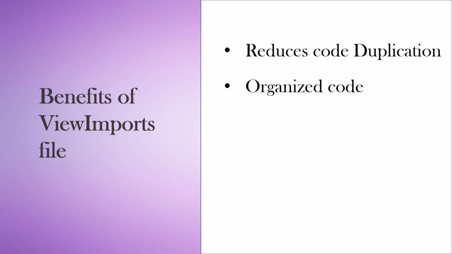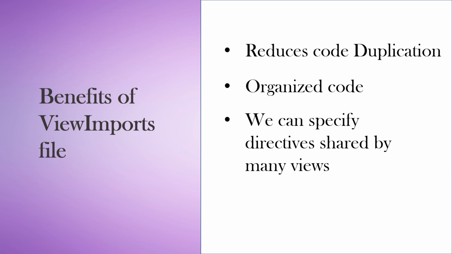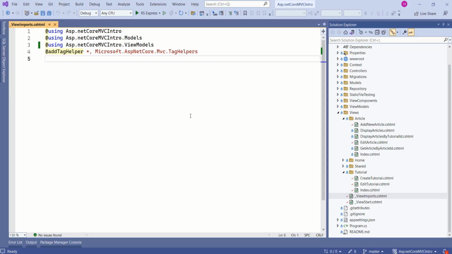With this file, we get different benefits like this file reduces code duplication, we get organized code, and we can specify directives shared by many views, which saves lot of our time. So that is the reason this file plays important role in ASP.NET Core applications. As and when necessary, you can add different directives here and you can get benefit of this file.